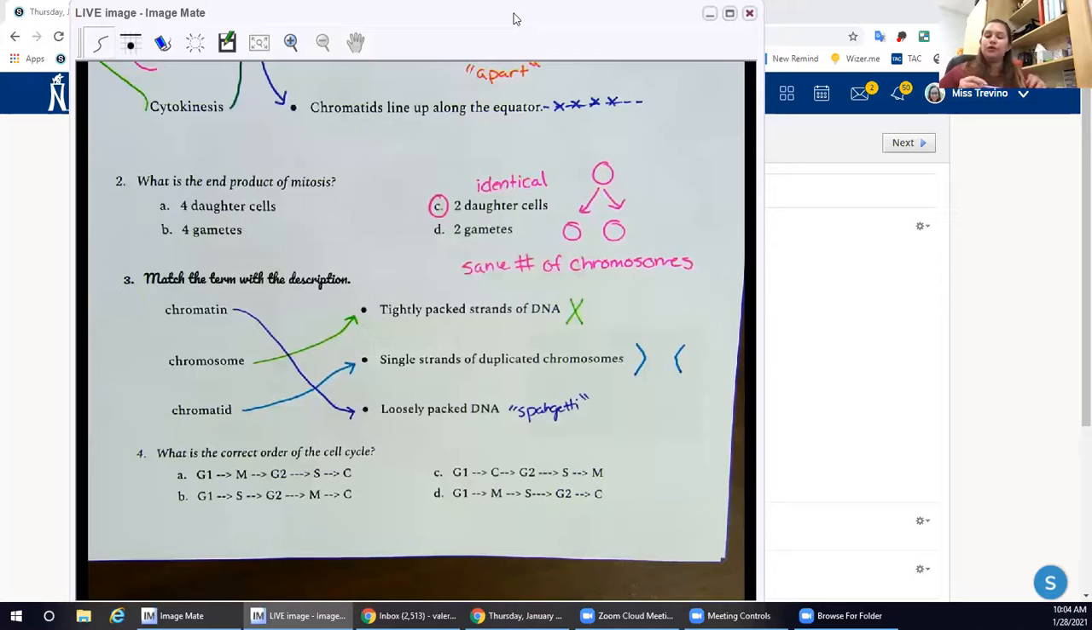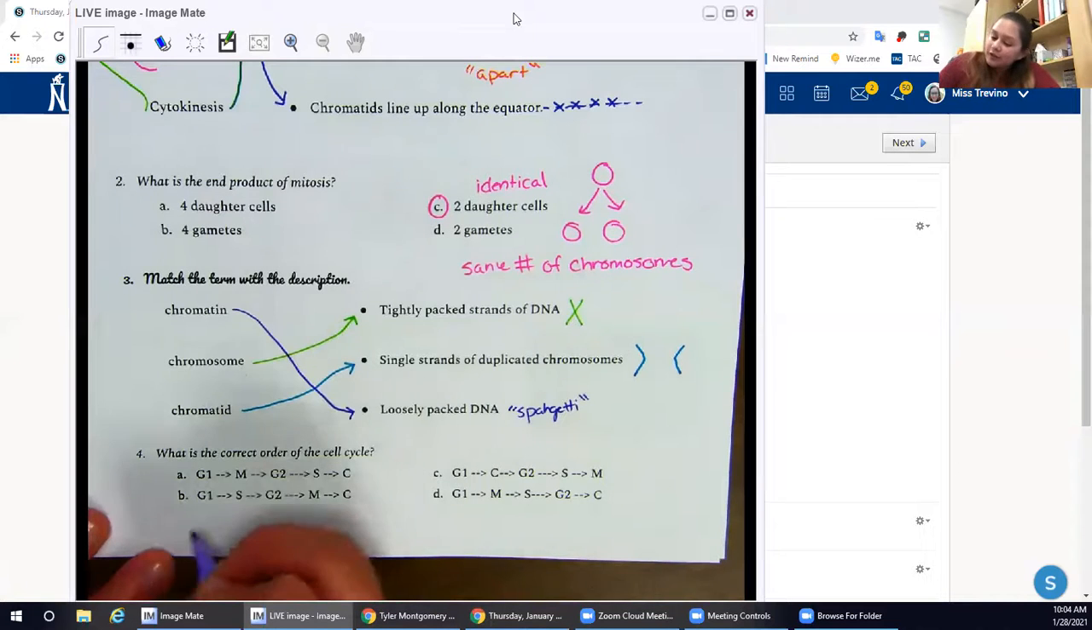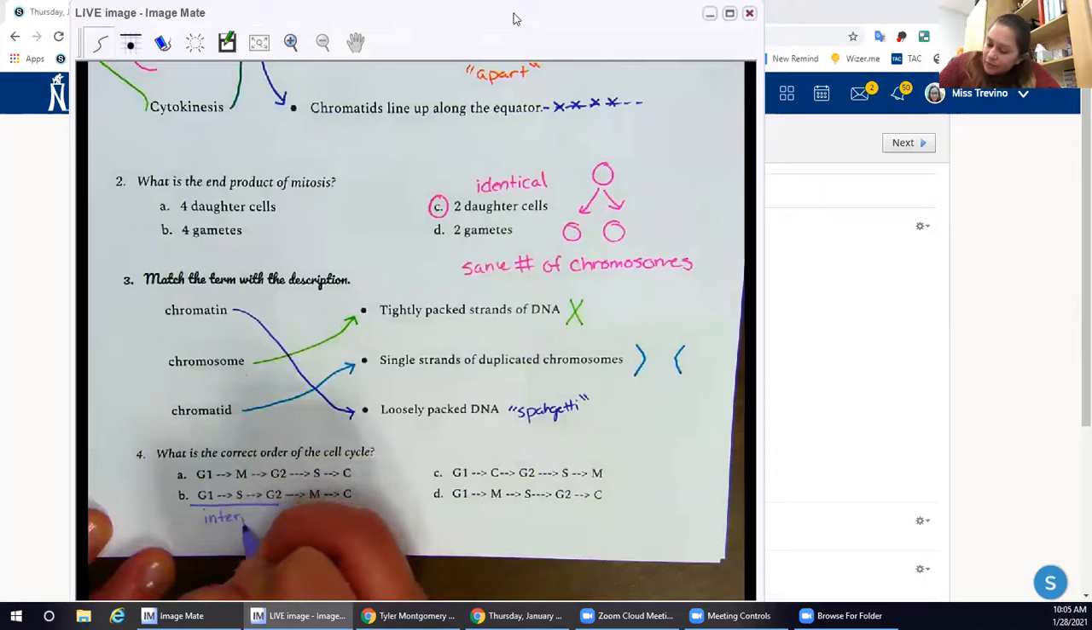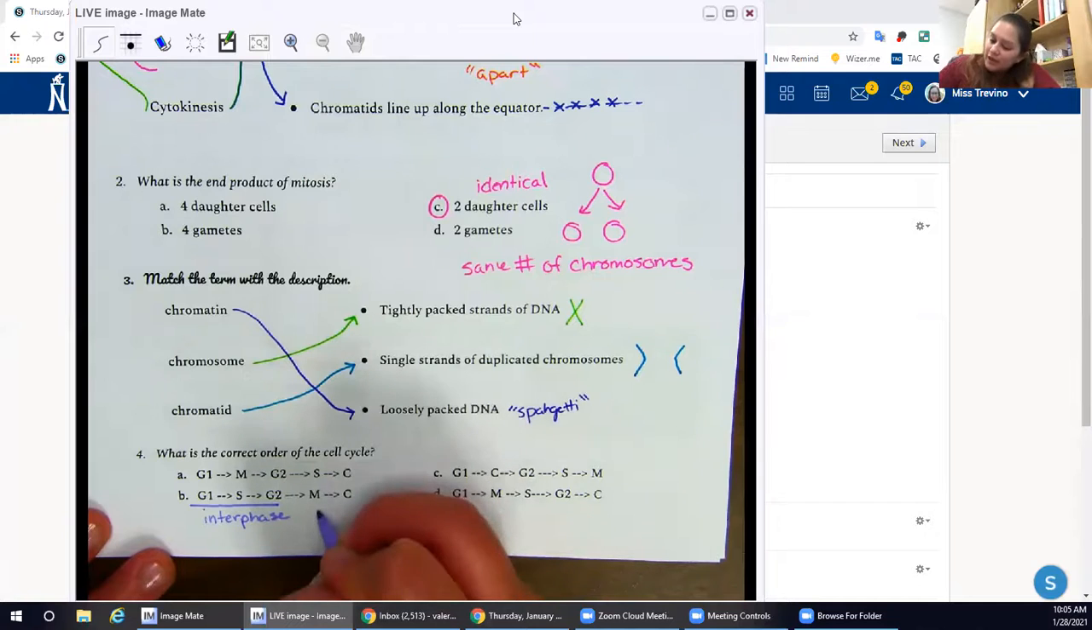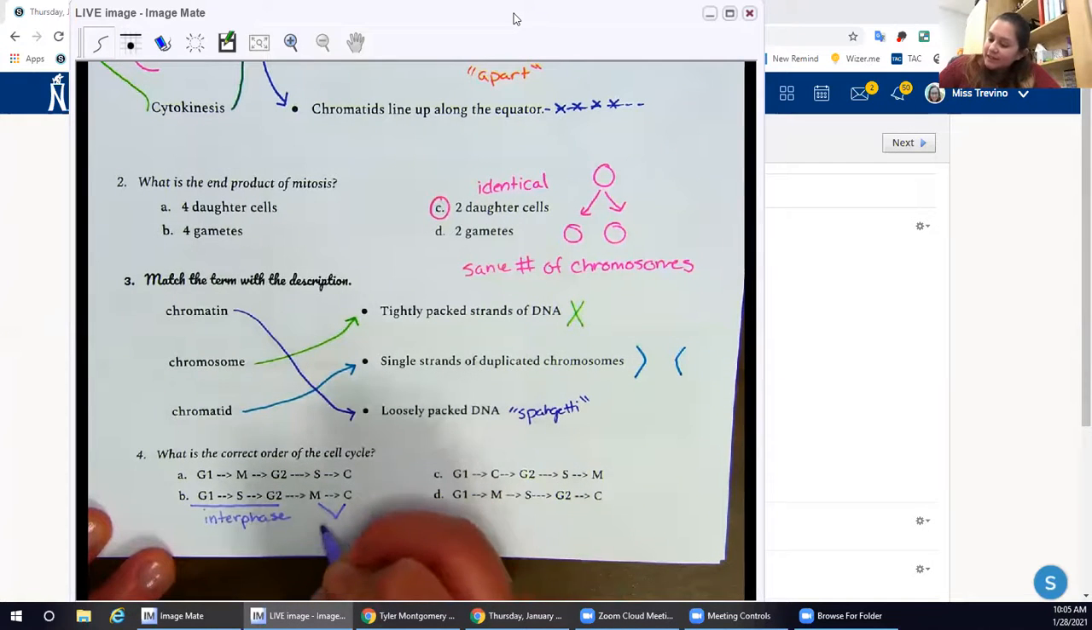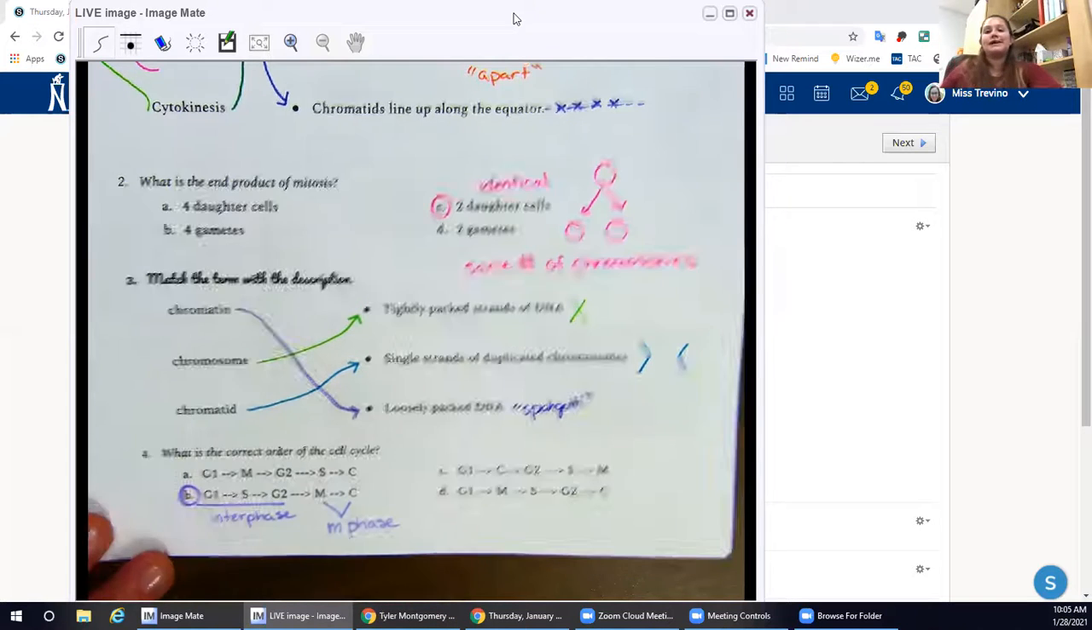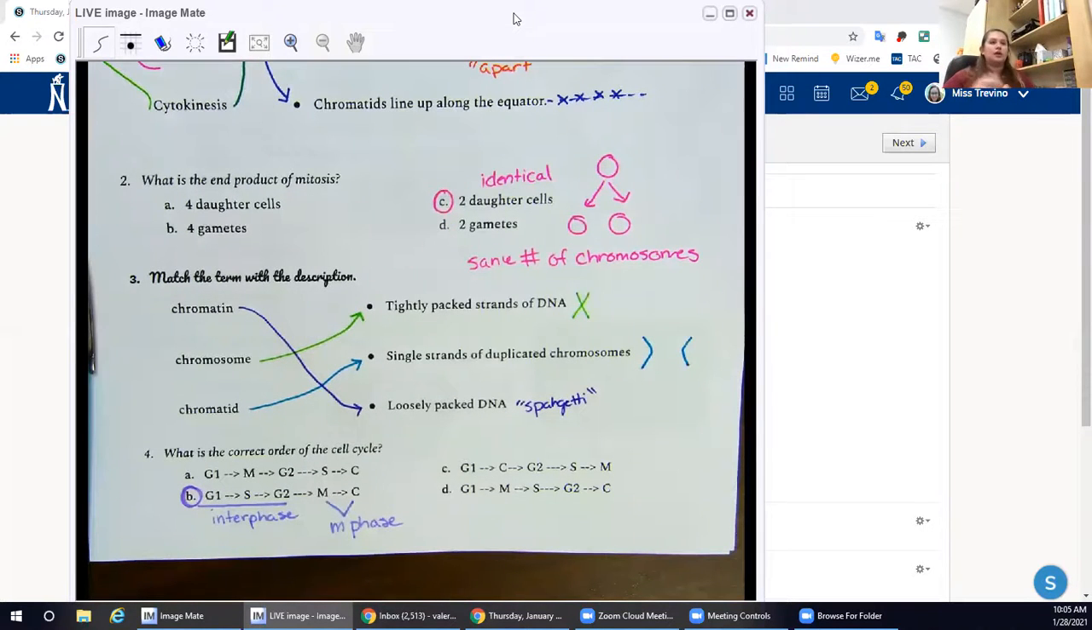All right, number 4, what is the correct order of the cell cycle? The correct order out of all of these, this one's going to be interphase. That's your G1, S, G2. Then you have mitosis and cytokinesis in the M phase. So your correct answer is B. Any questions on that one? All right, let's keep going.